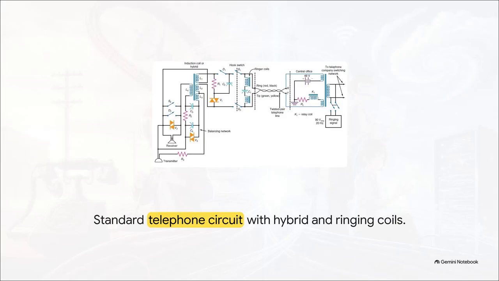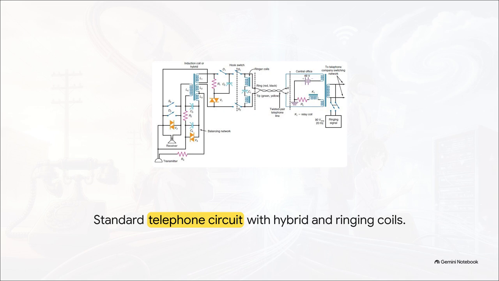If you take a look at the internal circuitry of a standard telephone here, I want to point out the hybrid transformer on the left side. This is an absolute genius piece of engineering. It allows for simultaneous sending and receiving, what we call full-duplex analog communication, on just that one single two-wire line.